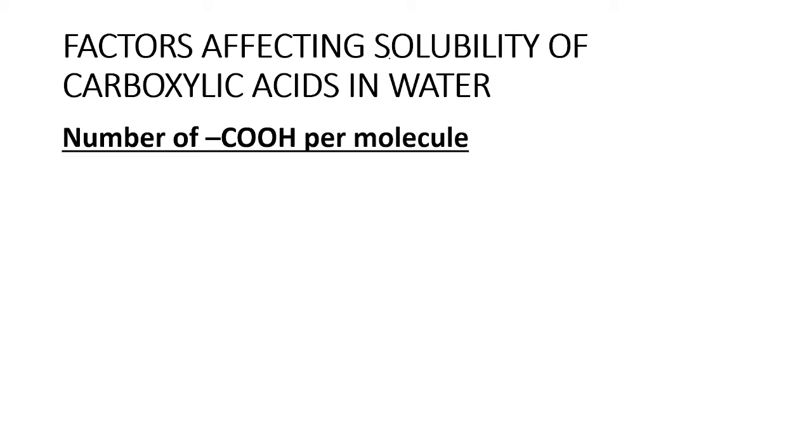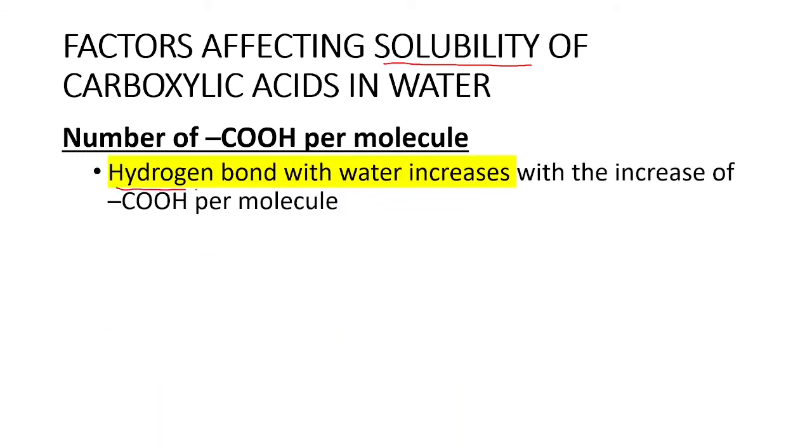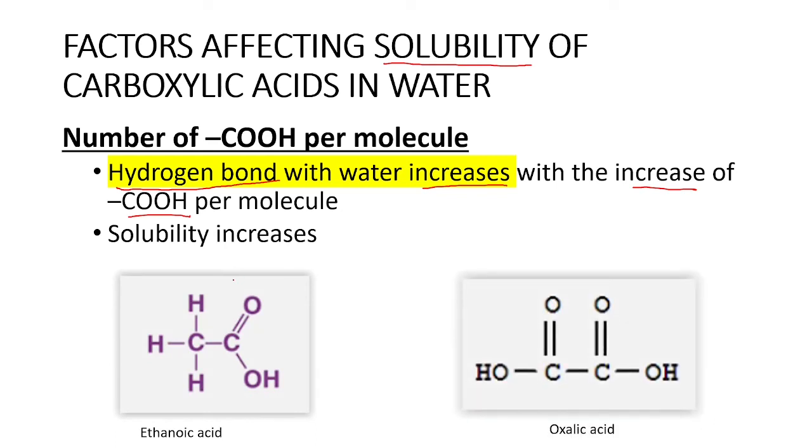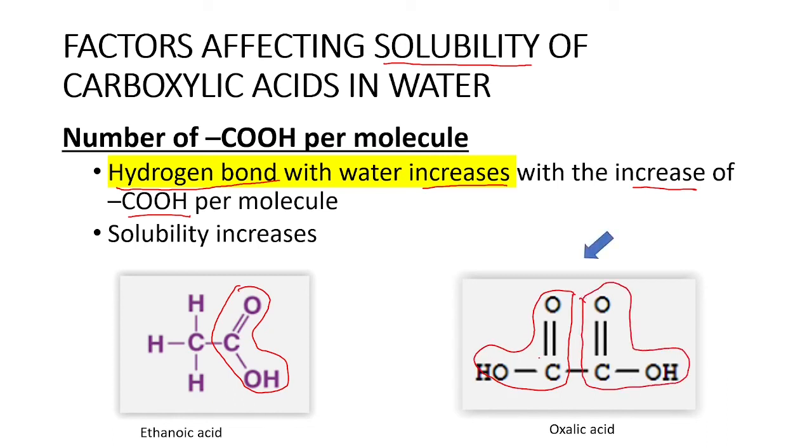What are the factors that can affect solubility? The same thing, number of COOH per molecule. But this one actually refers to hydrogen bond that increases with the increase of carboxyl group present in the molecule. So solubility increases. For example, this one ethanoic acid, compare with oxalic acid. Which one is more soluble in water? Oxalic or ethanoic acid? This one we are referring to the number of COOH group per molecule. This is 1 carboxyl. This one has 2 carboxyl group per molecule. So oxalic acid is more soluble due to higher number of hydrogen bond per unit molecule that can be formed. So this one is more soluble.